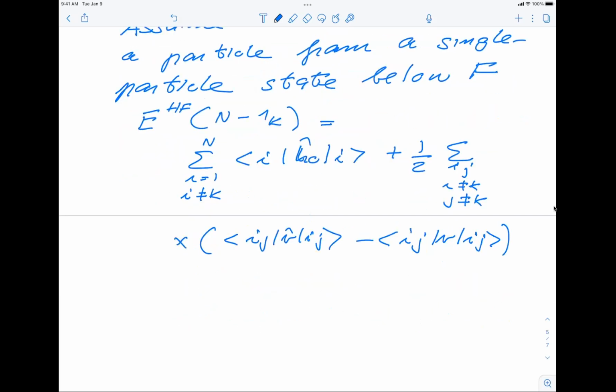Now, if you look at this one, this is something which we can now rewrite in terms of the following. So this is the same as the original energy, the E Hartree-Fock of the n particle system, but where we have subtracted one contribution. So this will be minus, and then we have the state k of H0 of k, right? So I'm just taking it out.